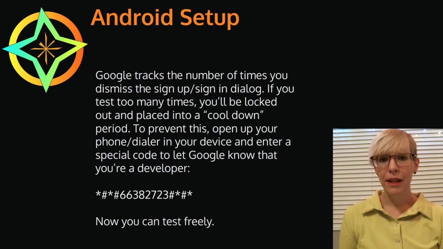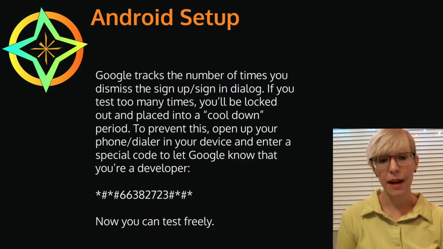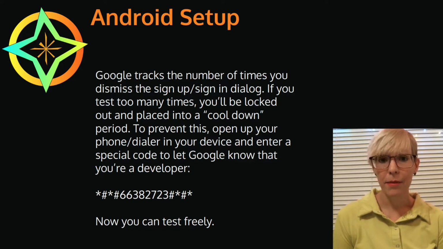Google tracks the number of times a user dismisses the dialog, and they're going to put the user in a cooldown period if they do it too many times. So it's basically up to us to check how many times they've done this and sort of lock them out. And we can do this in the activity result, and I'll show you how that works in a second.